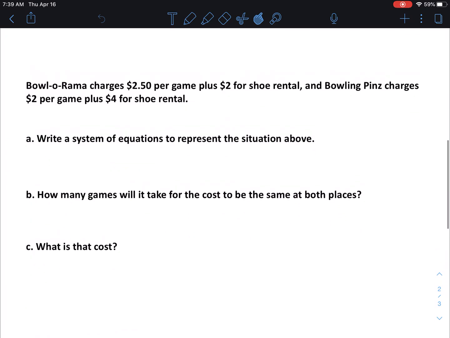It says Bowl-O-Rama charges $2.50 per game plus $2 for shoe rental, and Bowling Pins charges $2 per game plus $4 for a shoe rental. The first thing we have to do is write a system of equations to represent this situation above.